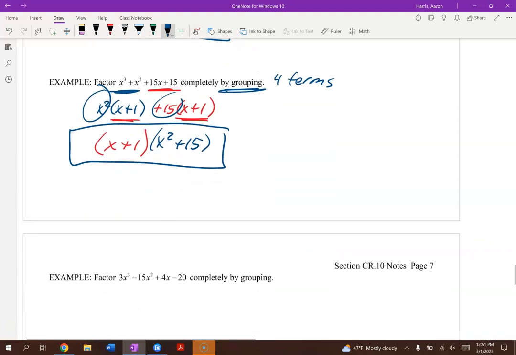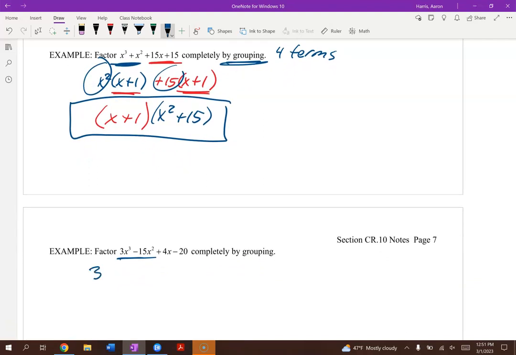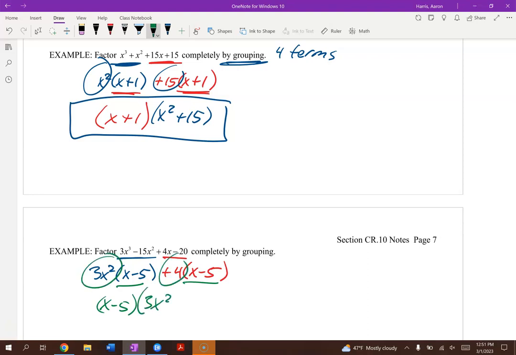That's factored by grouping. There's another one. I'm looking at these first two. X squared, good. Then I'm looking at the next two. And now I'm looking at them like, hey, they both have an x minus 5. I can take that out, and I'm left with 3x squared plus 4. And there it is.